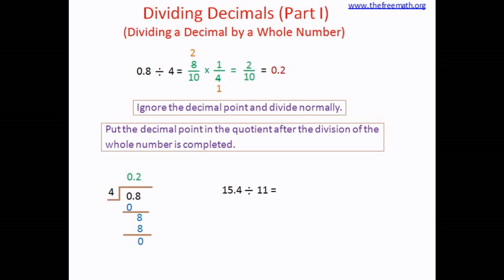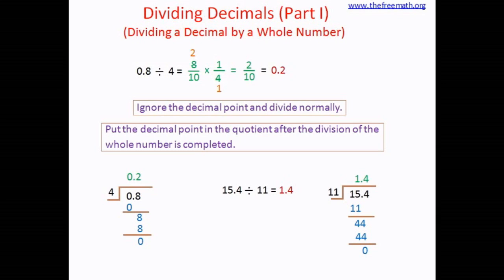Let's take one more example. Divide 15.4 by 11. Again, start dividing normally. 11 ones are 11. So 15 minus 11 equals 4. The next digit is 4, which is after the decimal point. So before we bring down that 4, we should put the decimal point in the quotient and then bring down 4. Now we have 44. So let's divide 44 by 11. 11 fours are 44 and the remainder is 0. So our answer is 1.4.